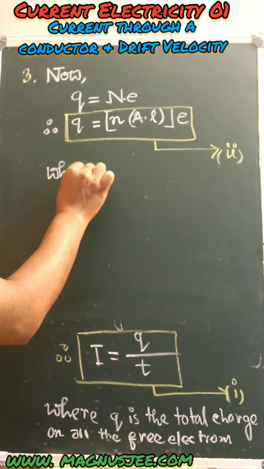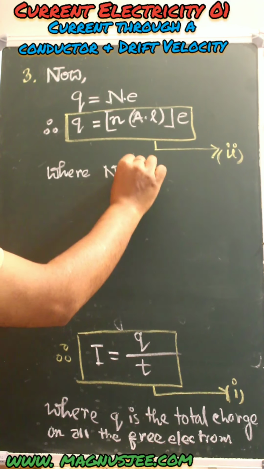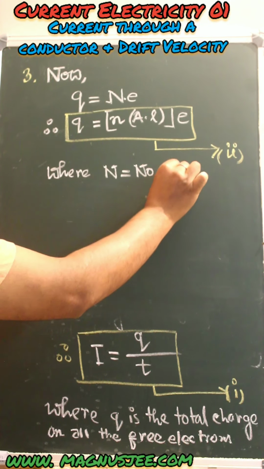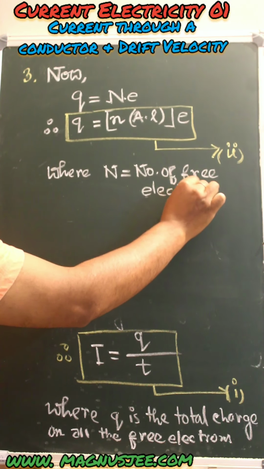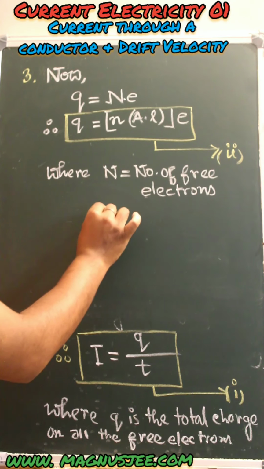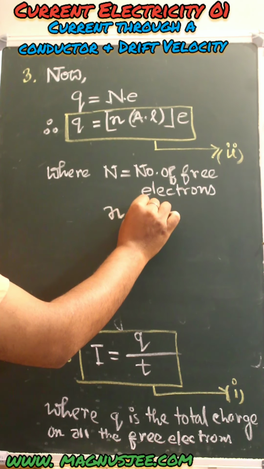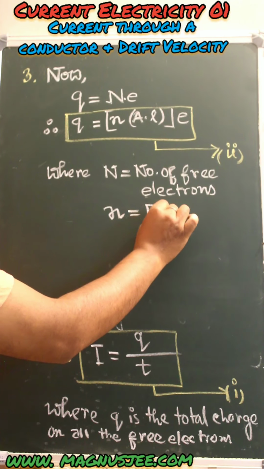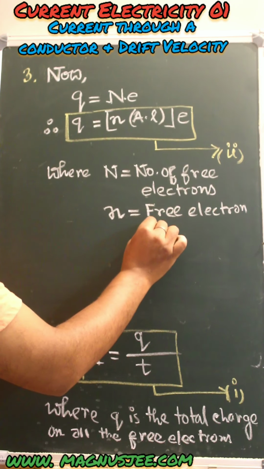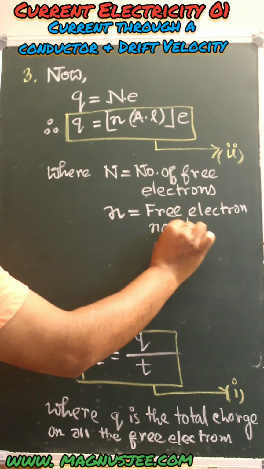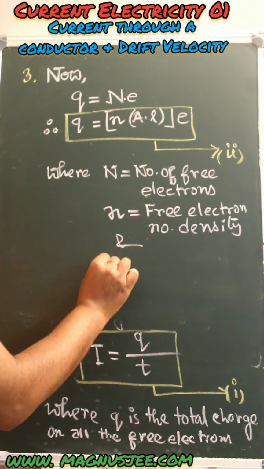Where capital N equals the total number of free electrons, and small n equals the free electron density, that is, the number of free electrons per unit volume of the conductor.